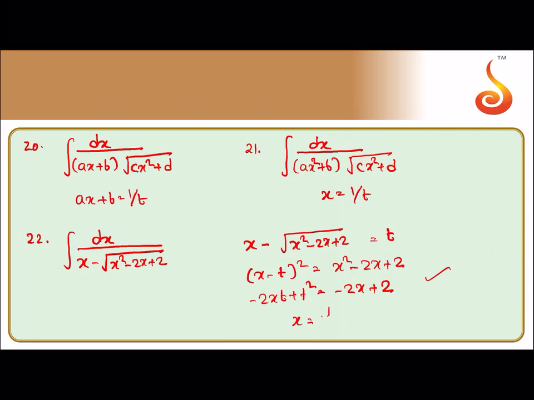So further it's very easy to do. The complete question will come in terms of t. If you rearrange, you get x value as 1 by 2 into t square minus 2 by t minus 1. Further you substitute it.